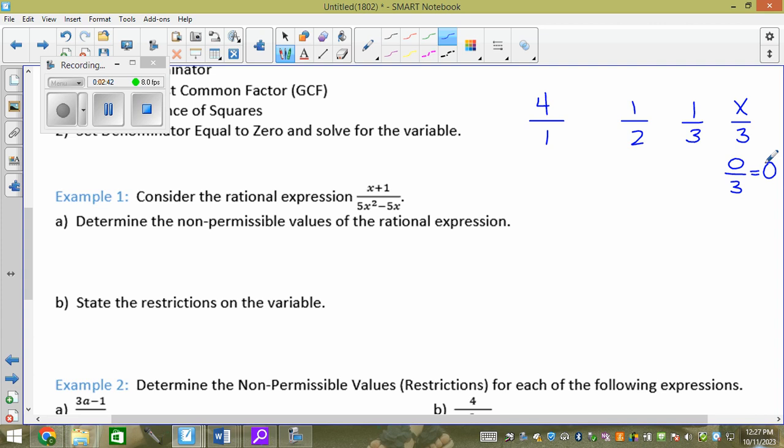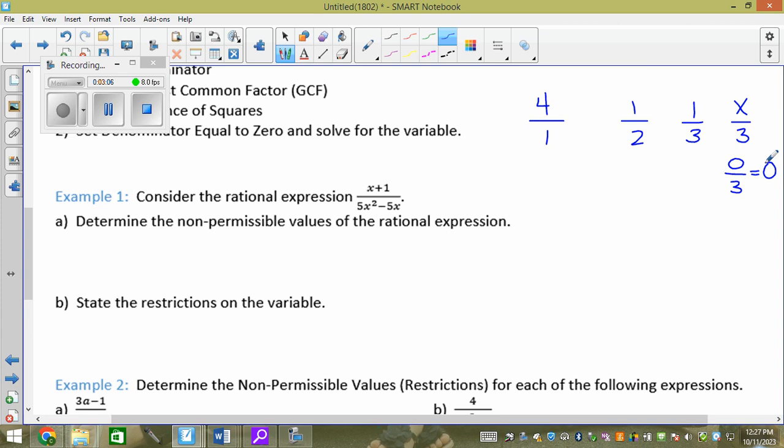So non-permissible values, NPVs, are also interchangeable with the word restrictions. So the moment you have a variable in your denominator, you have to say what that variable can't be, because if it was that, your denominator would be 0, and we have problems. We're not allowed to divide by 0. Okay? That's why we stated NPVs if you were in 20-1 last year. Also in 20-2, because we discussed this.